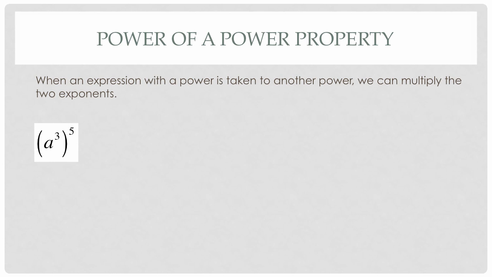Okay, we have the power of a power property. For example, here we go. I've got a to the 3rd, but then the whole thing is taken to the 5th power. What does that mean? Well, it means I have 5 sets of a to the third all multiplied together. So a to the third times another a to the third times another a to the third times another a to the third times one more a to the third. There we go, 1, 2, 3, 4, 5. That's 5 a to the thirds multiplied together.